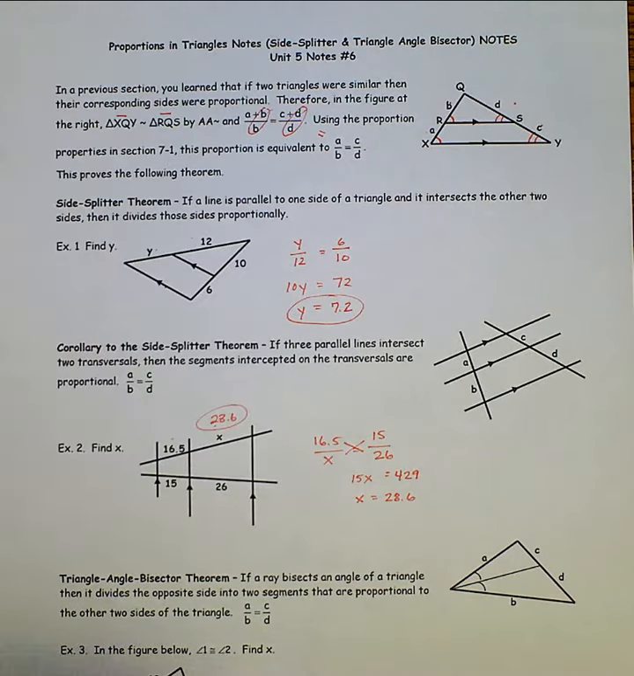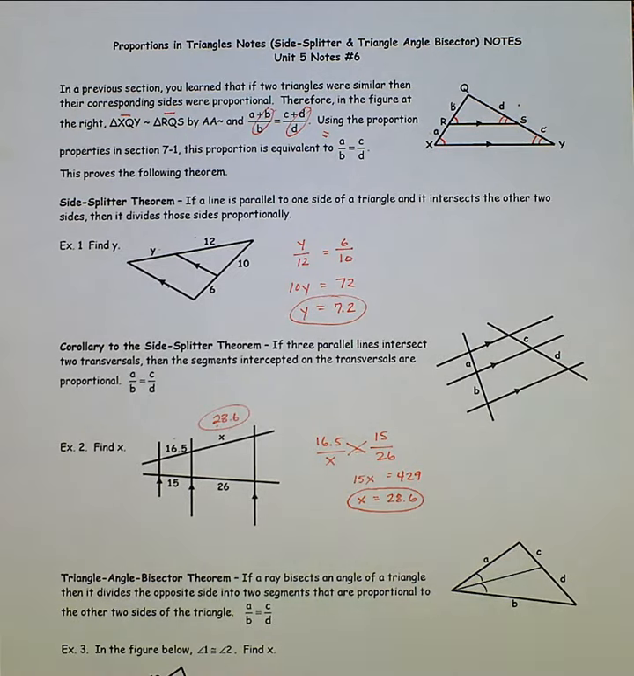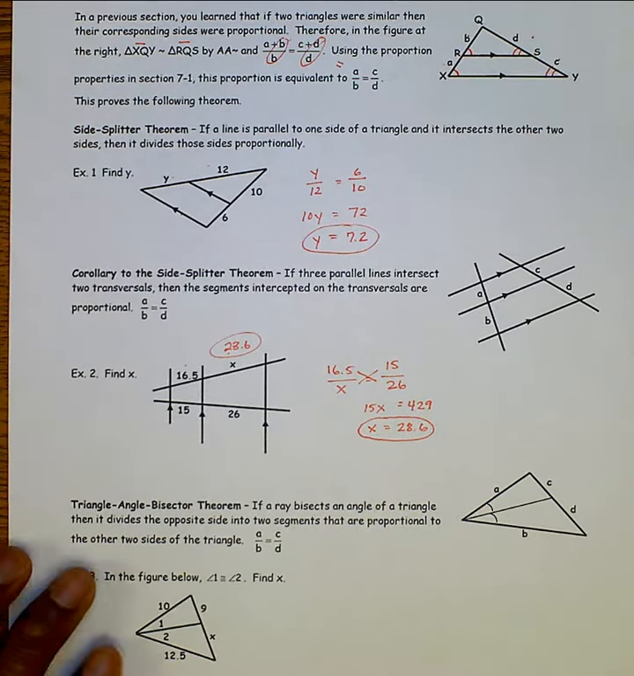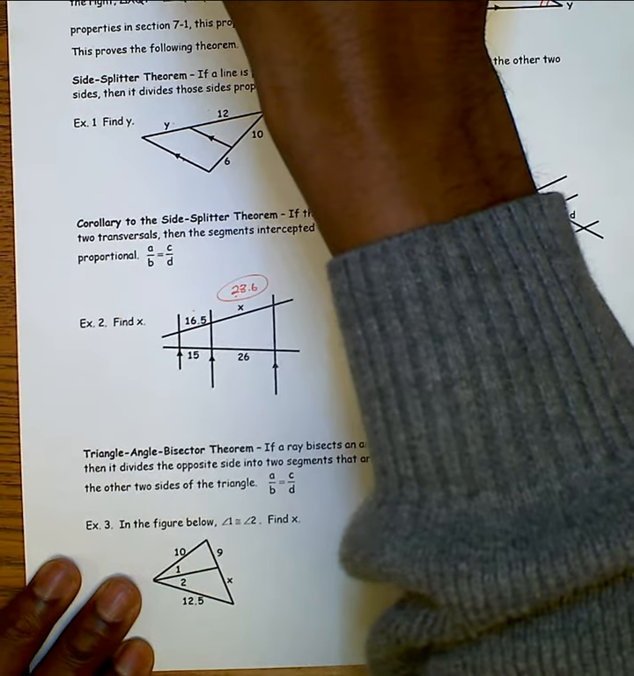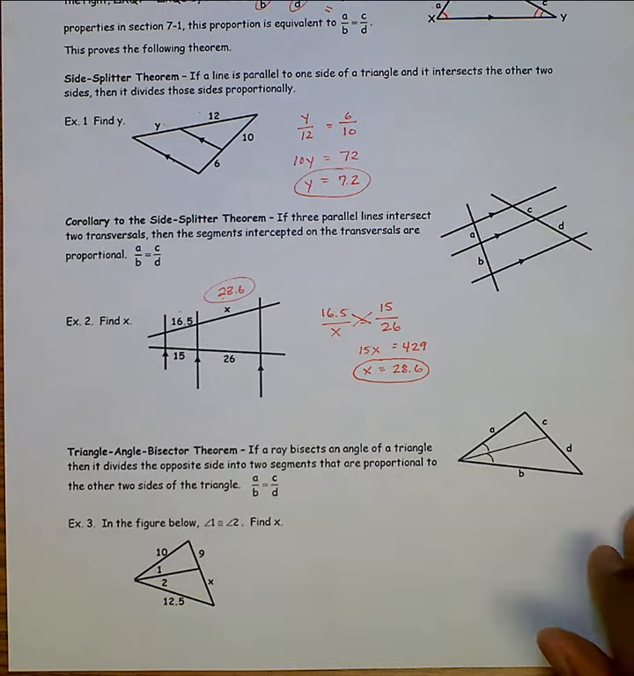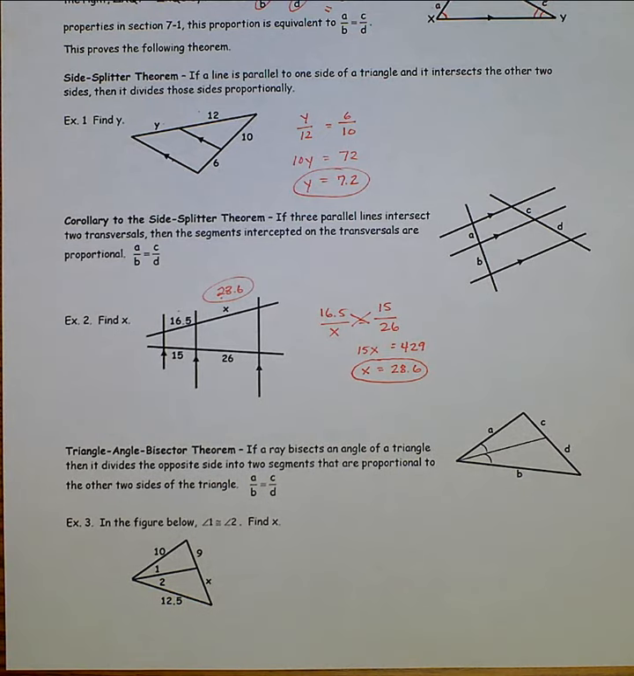Alright, so side splitter theorem, not too bad to use. Hopefully you understand why we're using it that way as well. Now here's the one that's a little bit more, it's not confusing, but it does get confused with our last section a lot. This is the Triangle-Angle-Bisector theorem. It's a long name, but at least it says exactly what it is about. If a ray bisects an angle of a triangle, then it divides the opposite side into two segments that are proportional to the other two sides of the triangle.